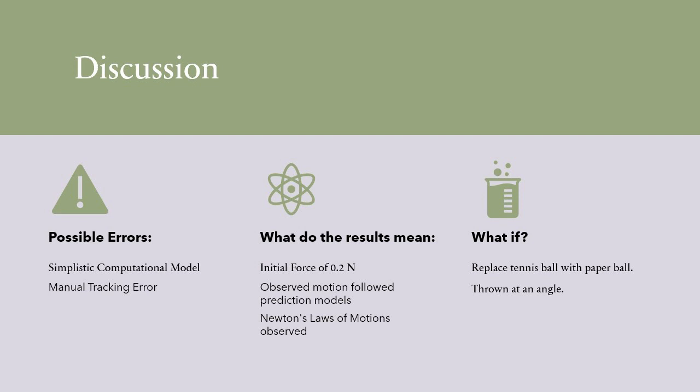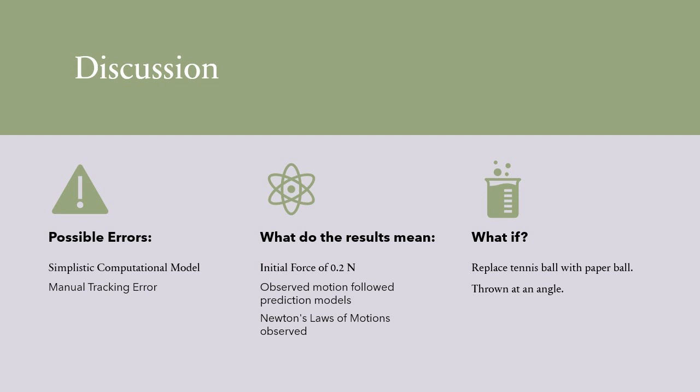Firstly, this computational model could have been a bit simplistic, aside from ignoring the force of drag. It also counted the force of the hand throwing to be instantaneous with no time taken, while in reality it took a couple of milliseconds for the force to be applied on the tennis ball before it accelerated to the initial velocity. Finally, there could have also been manual tracker error, as the tracking in the Tracker application is not perfect. What are some what-if questions we can ask with this experiment?